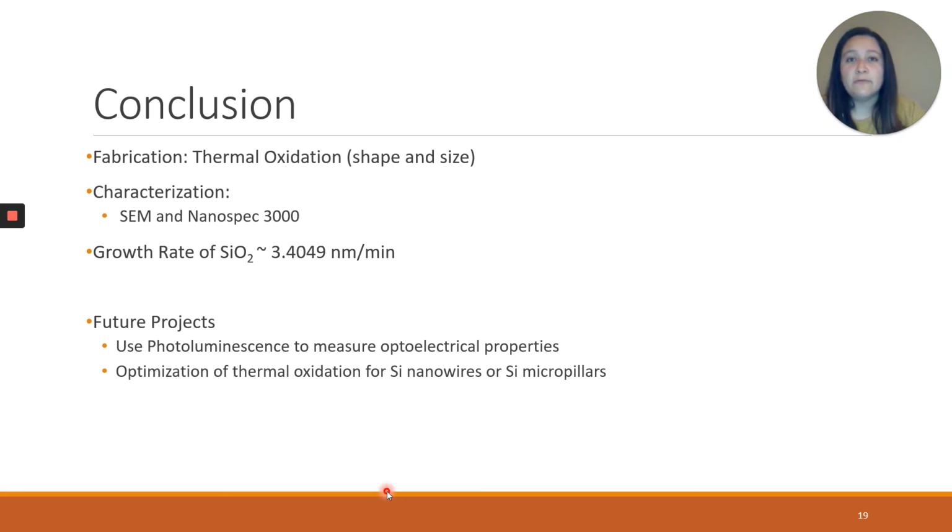From this information, the future projects that can come from this are using photoluminescence to measure the optoelectrical properties on the trenches samples, as well as using it to measure the properties on silicon nanowires and micropillars once the thermal oxidation process has been done, and optimizing the thermal oxidation for those silicon nanowires or silicon micropillars.